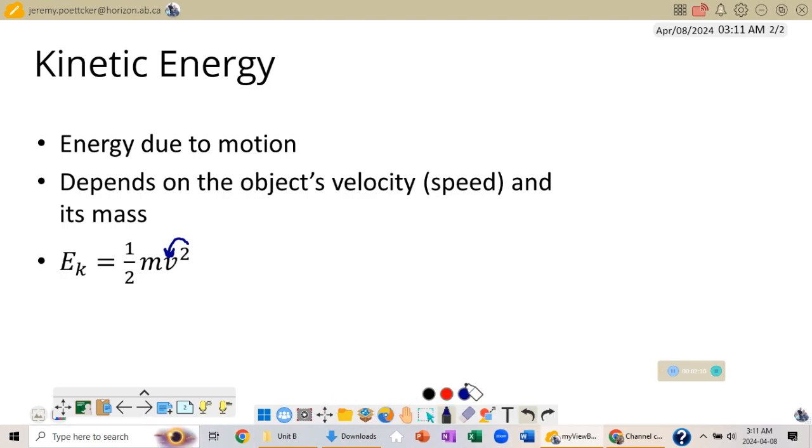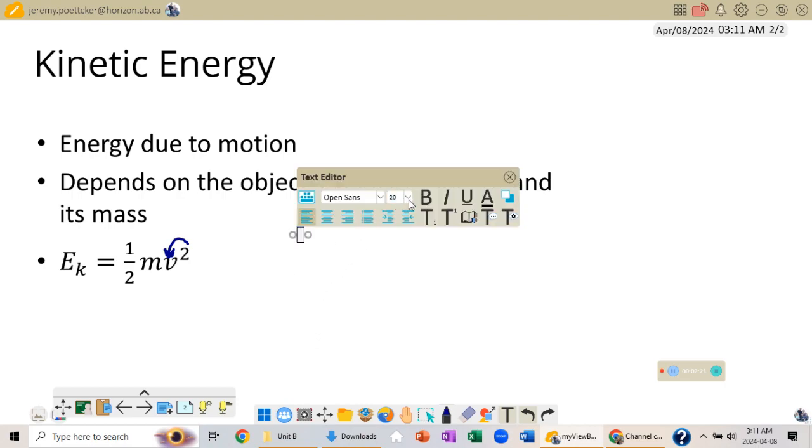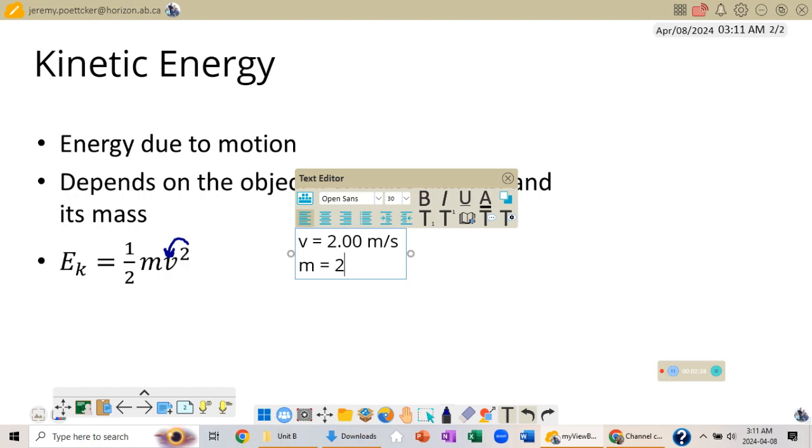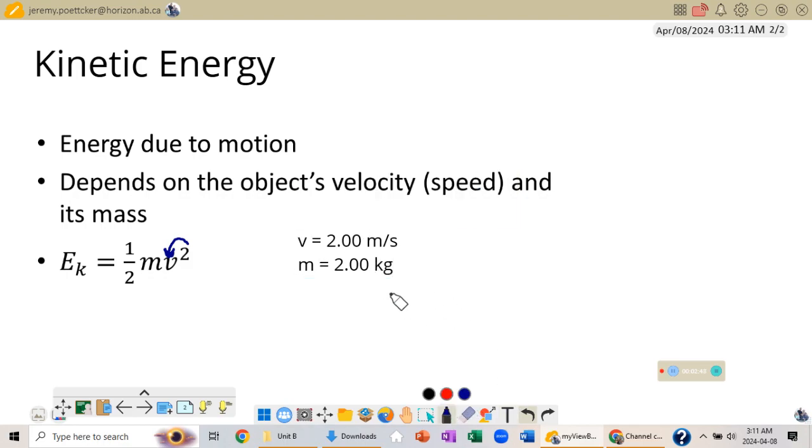So, example number 1, and you're going to have to write these down. I don't have a nice set of examples built for you, so you're going to have to copy them down, but I'm going to be nice and just give you the variables as we need them. So V equals 2.00 meters per second. M equals 2.00 kilograms. What is the object's kinetic energy?